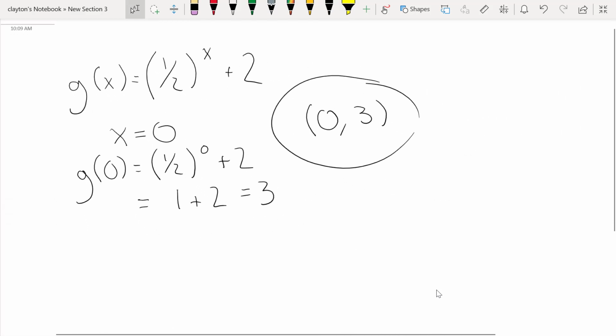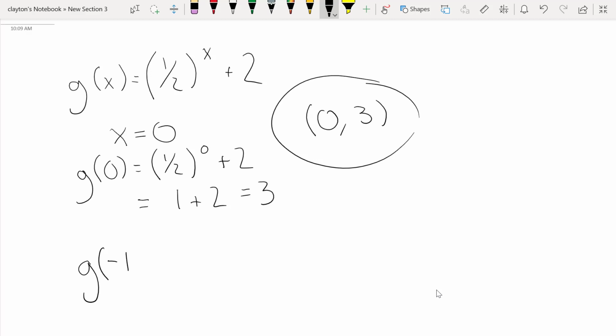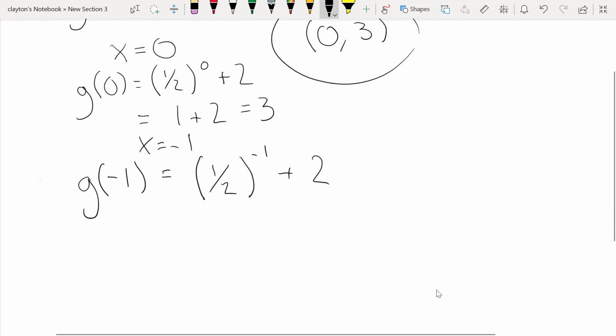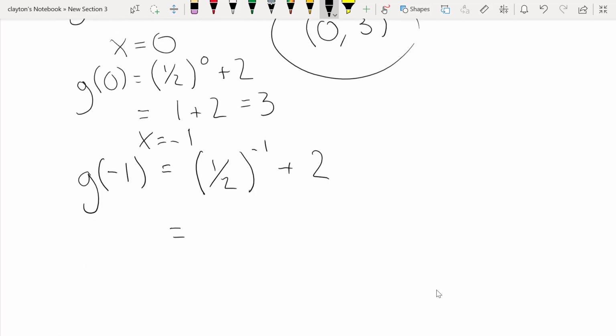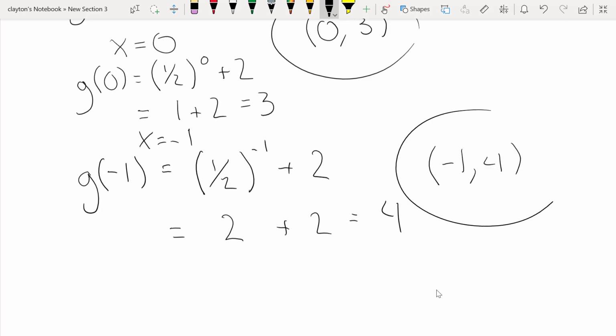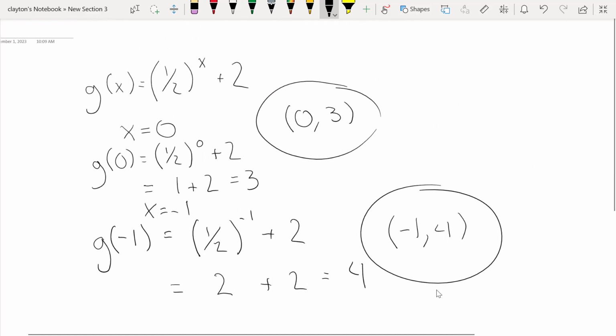Let's do another point. It is totally up to you whatever point you want to pick. I'm going to pick g of -1. I'm going to plug in an x value of -1. The reason being is that if I have 1/2 raised to the -1 plus 2, with the negative exponent this will flip and this becomes a positive 2 now. Plus 2 is equal to 4. So I have another point at -1, 4. So those are our 2 points.